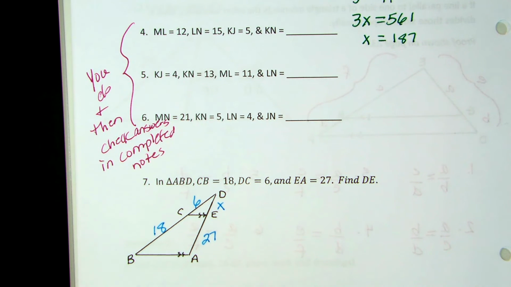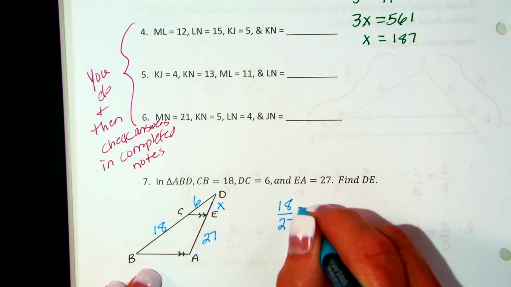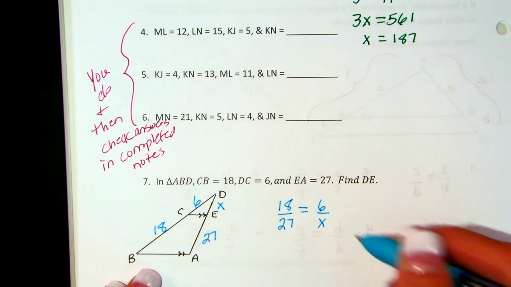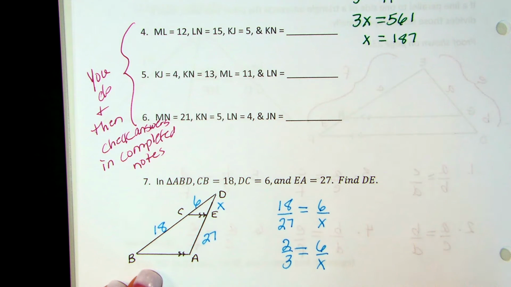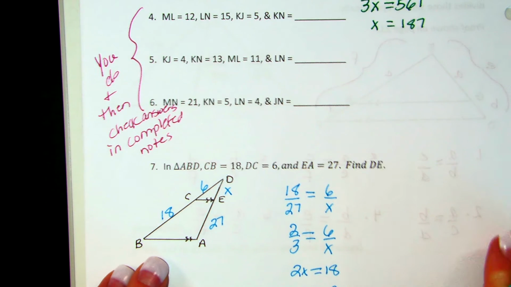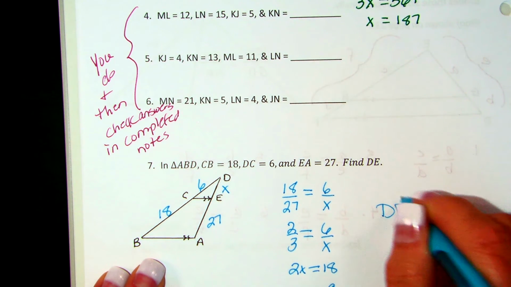So there's a couple different ways you can set this up. I basically said if 18 is to 27, as 6 is to X, and then you can reduce the 18 over 27 to 2/3 just to make your numbers easier. And then you can cross multiply, so you get 2X equals 18, so X is 9. And so DE is 9.